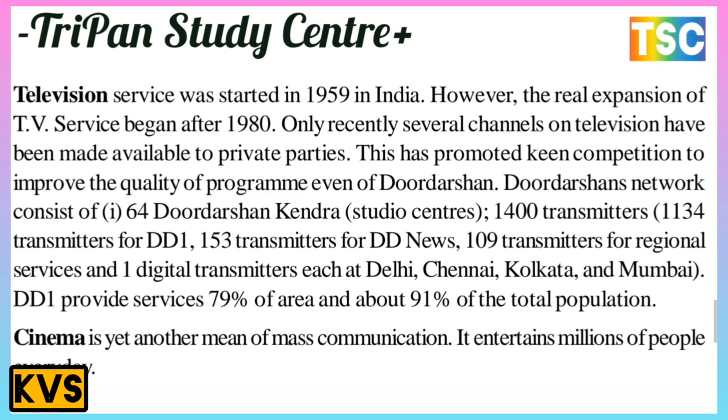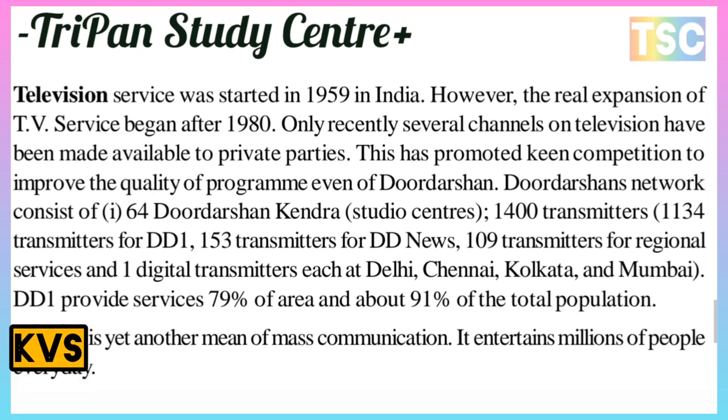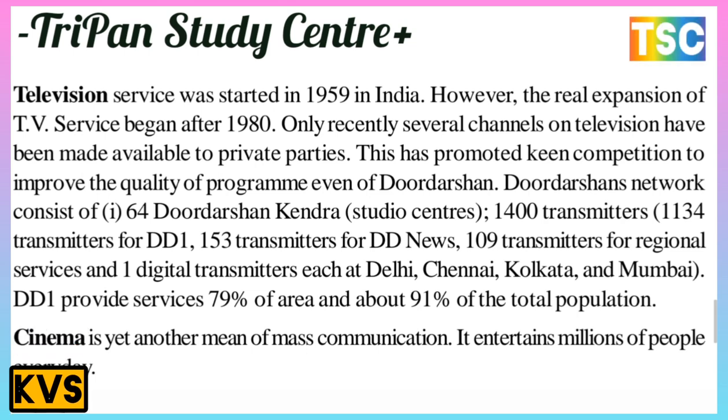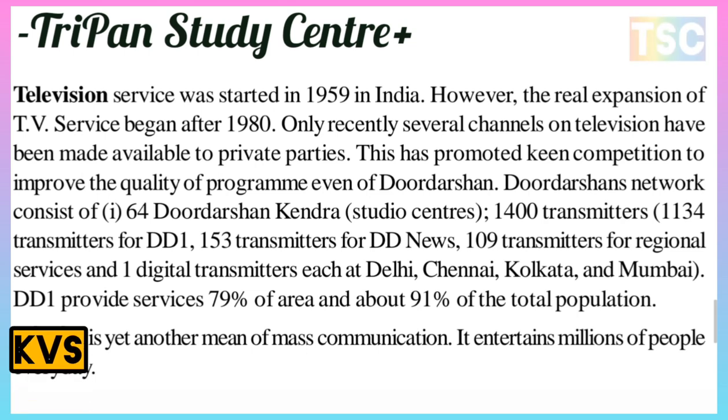1,400 transmitters, of which 1,134 are for DD1, 153 transmitters for DD News, and 109 transmitters for regional service, and one digital transmitter each in Delhi, Chennai, Kolkata and Mumbai. DD One provides service to 79% of the area and about 91% of the total population. That is the most important point.